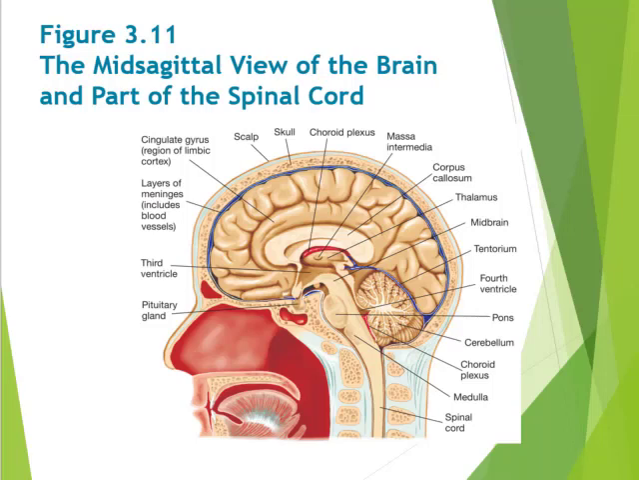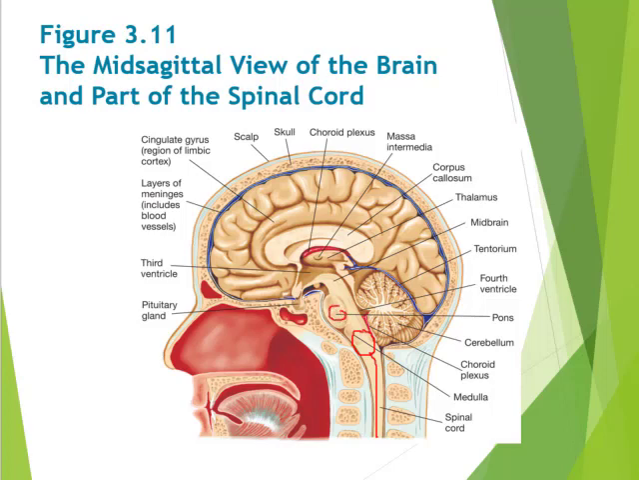In this mid-sagittal view of the brain and the spinal cord, we can see that the top of the spinal cord, so here's the spinal cord down here, joins the medulla, which further goes on to become the midbrain. So here's the medulla right here. And it goes on to become the midbrain, which includes, for instance, the pons right here.